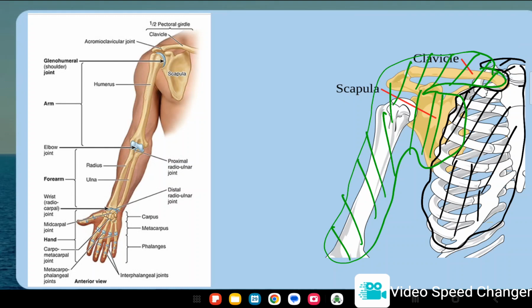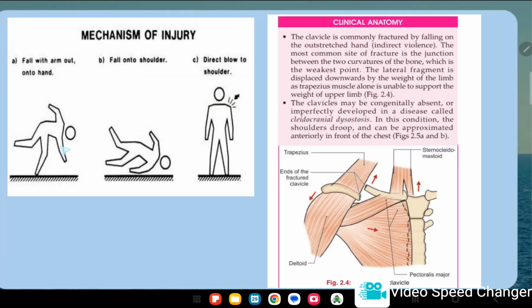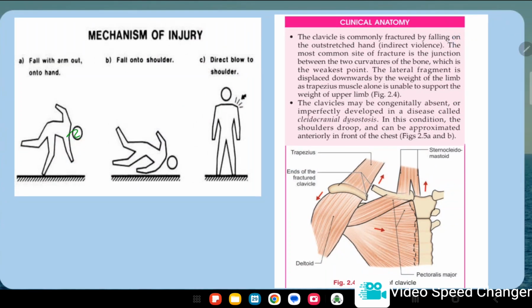Then number five, the clavicle transmits heavy forces from the hand to the axial skeleton. When someone falls on outstretched hands, let me show you, even the wrist joint can be fractured. But the main thing I want to tell you right now is that the strong force is transmitted from the upper limb to the clavicle, and the clavicle bone gets fractured. Similarly, if someone falls directly on the shoulder joint, the strong force from the humerus to the shoulder joint can reach the clavicle and can also fracture it.